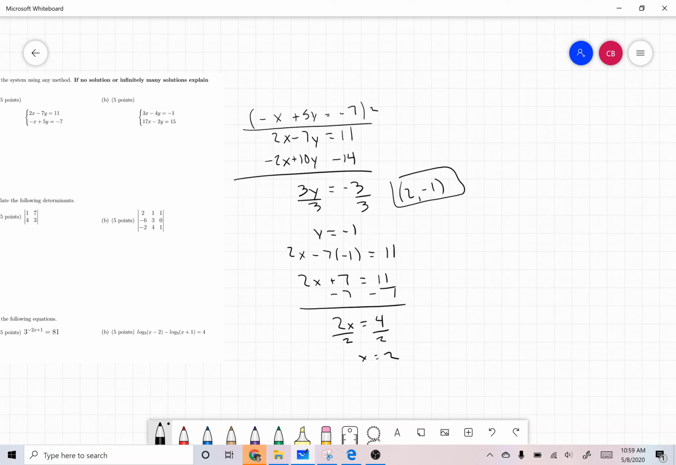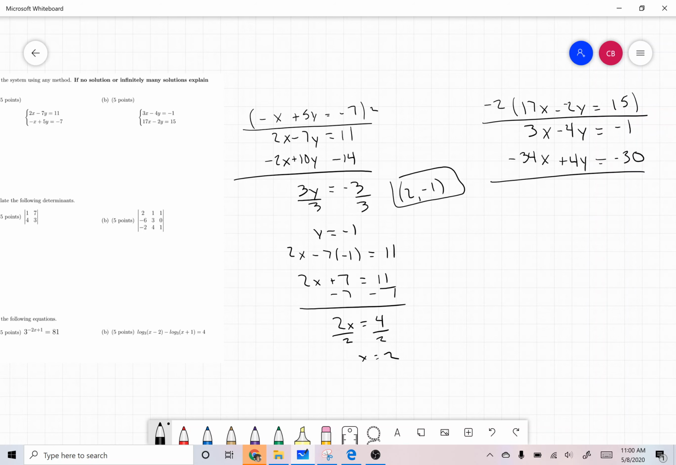For the next one, we have 3x minus 4y is equal to negative 1, and 17x minus 2y is equal to 15. Okay, so if we're going to do this one, I'm going to multiply to get rid of y because 2 and 4 go into each other. I'm going to multiply by negative 2 in this case. This is negative 34x plus 4y. I just want the opposite, is equal to negative 30. This is negative 31x is equal to negative 31.